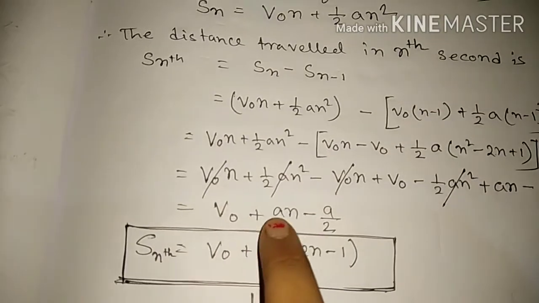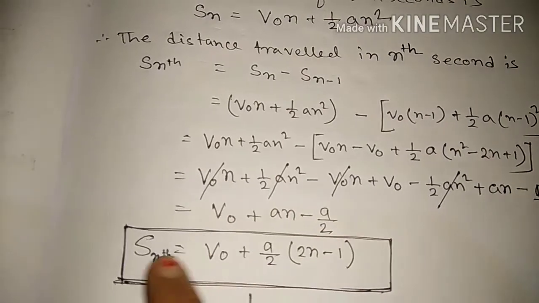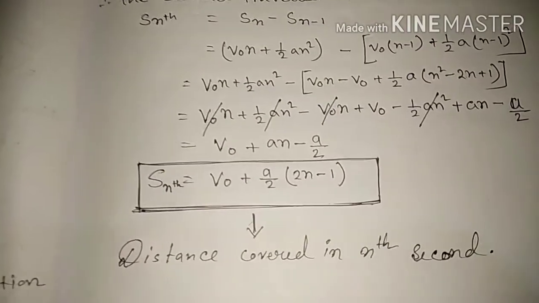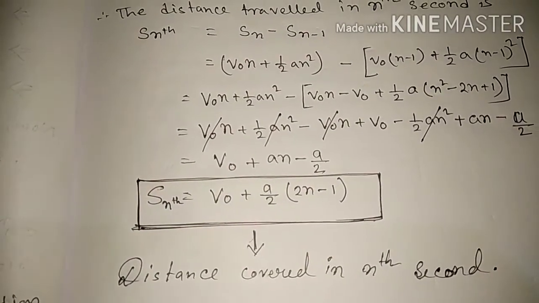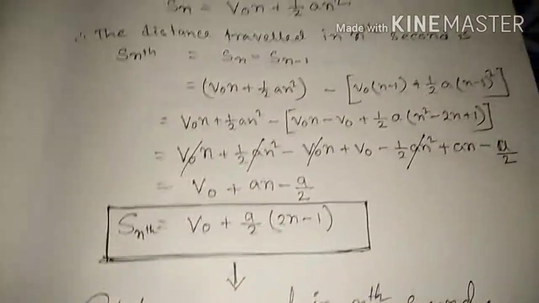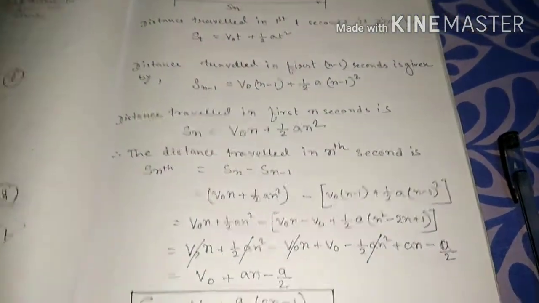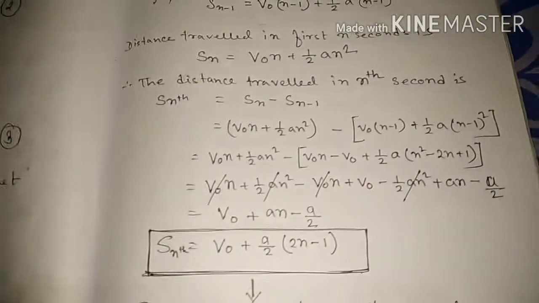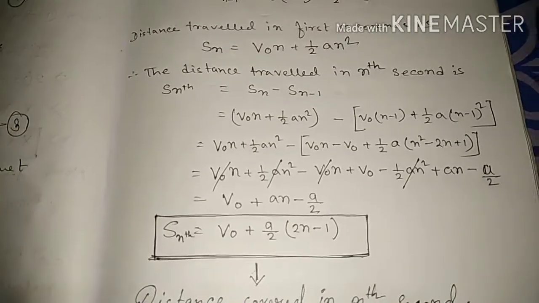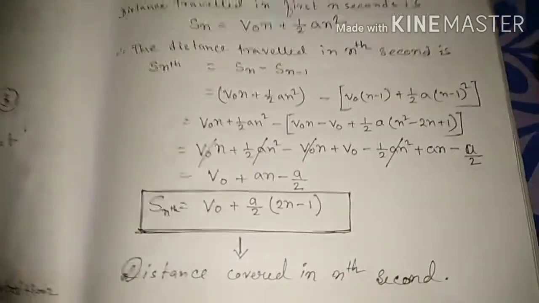You have v0 plus a n minus a by 2. Taking a by 2 common, we get 2n minus 1. S nth equals v0 plus a by 2 into 2n minus 1. This is the relation. From this relation we say that this gives us the distance covered in the nth second by an object. This is the fourth equation of motion. So not only the graphical method or the calculus method, but normally we can also, using kinematic ideas, easily prove these equations of motion.